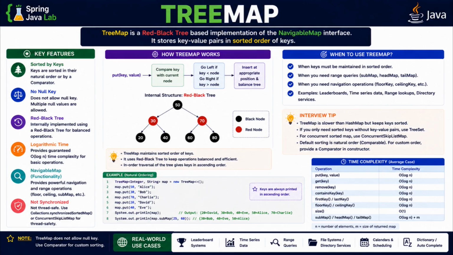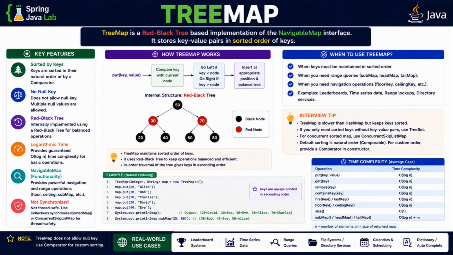TreeMap stores key-value pairs in sorted order based on the key. By default, sorting follows the natural order, but you can also provide your own comparator for custom sorting. Since TreeMap keeps data sorted internally, operations are generally slower than HashMap. But in return, you gain automatic ordering and powerful navigation methods such as finding the next higher key, lower key, or retrieving a range of entries.